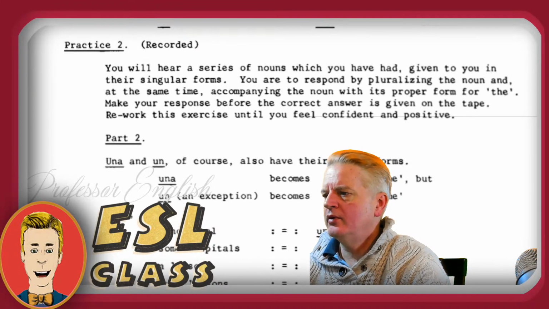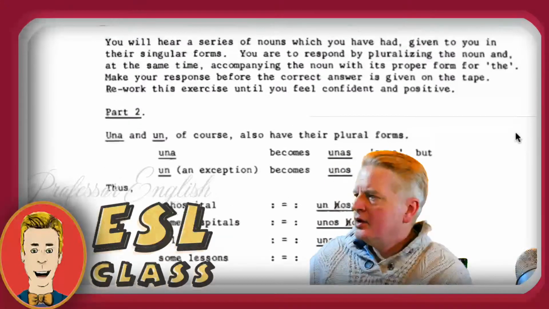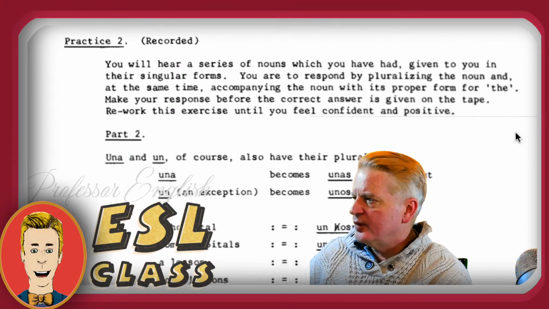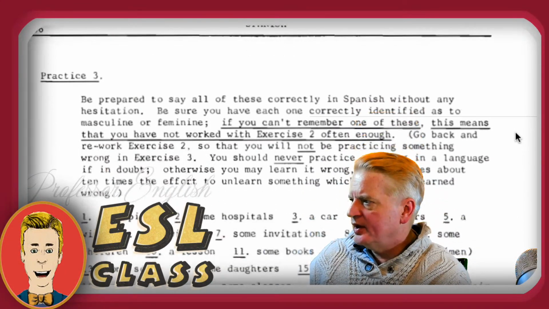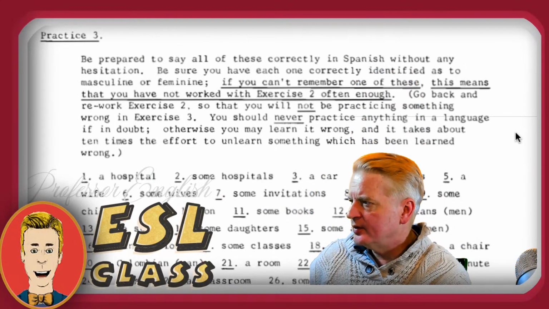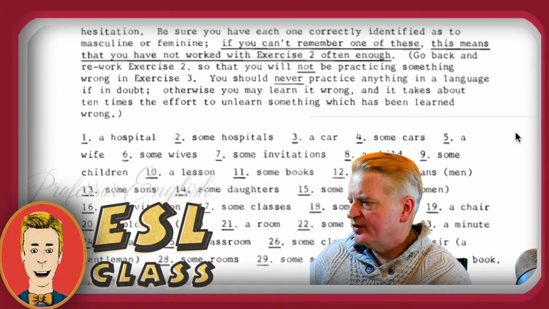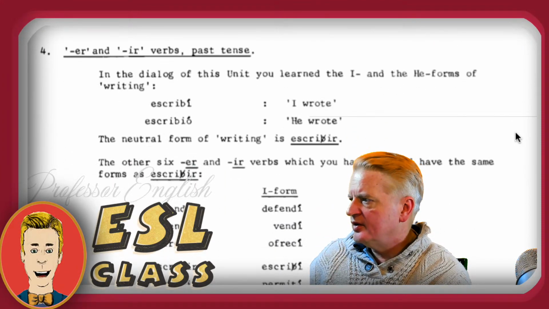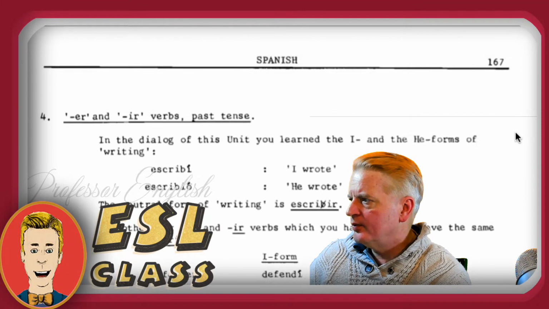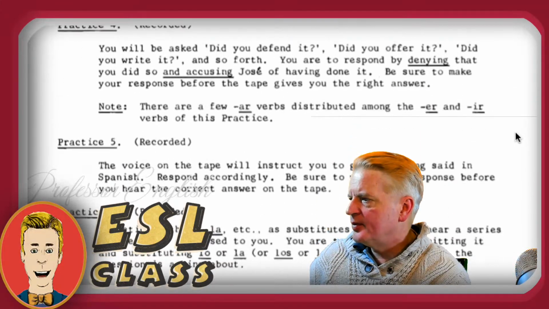Unit 12, Practice 4. So we're going to skip part 2 here. Practice 3. Let's just read what it says in Practice 3. Be prepared to say all of these correctly in Spanish without any hesitation. Be sure that you have each one correct. Okay, so it's giving you instructions to an exercise that isn't here. All right, so now we get to... Is this Practice 4? Wait a minute. Okay, here's Practice 4.